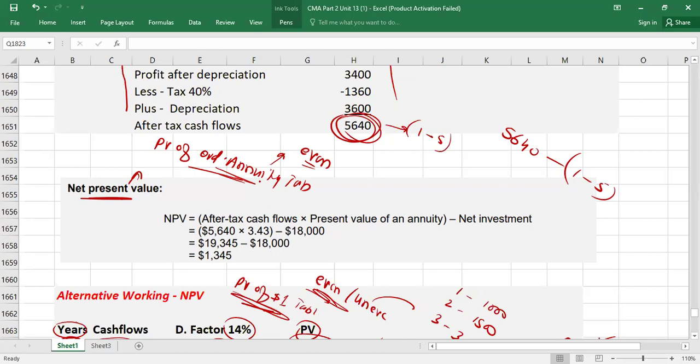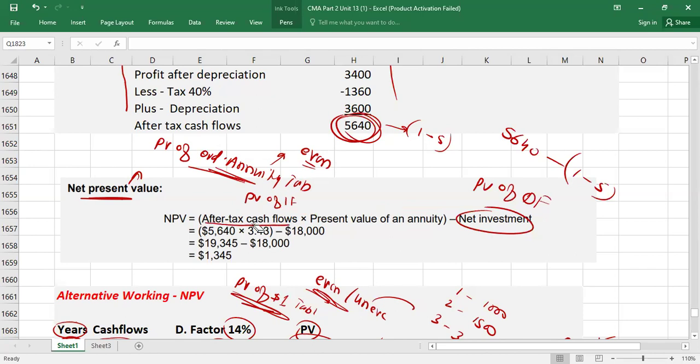And how will you find NPV? First of all, if you look at this side, it is called present value of inflows, and this is called your present value of outflows. So how will you calculate present value of inflows? By using the present value of ordinary annuity table. So you have to take the after tax cash flow.